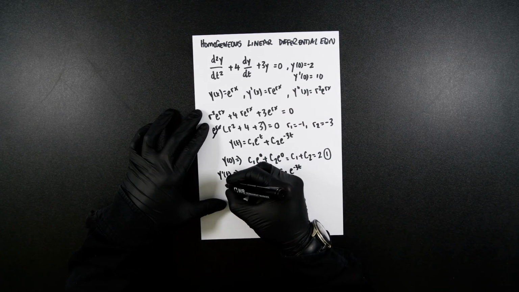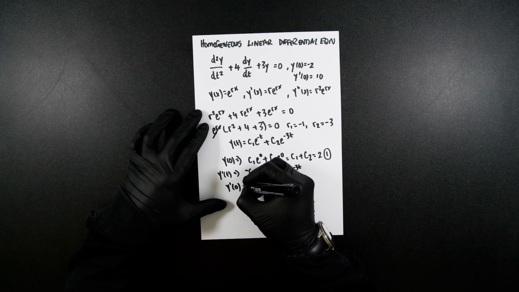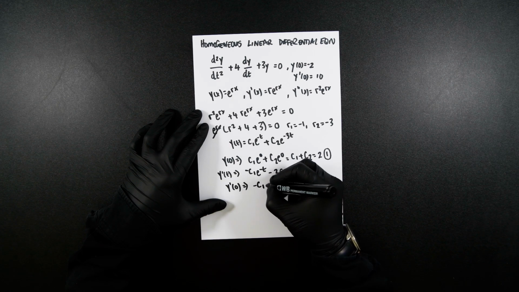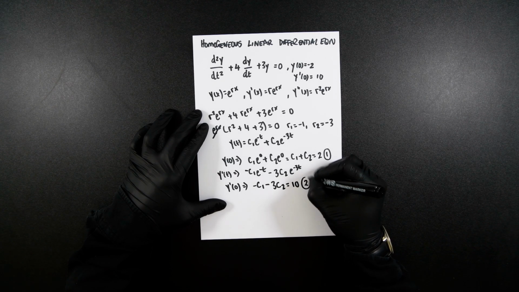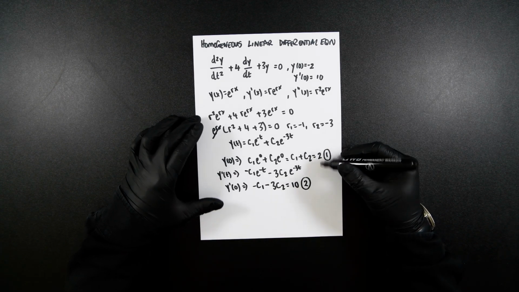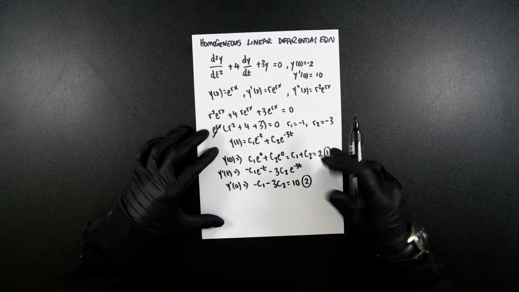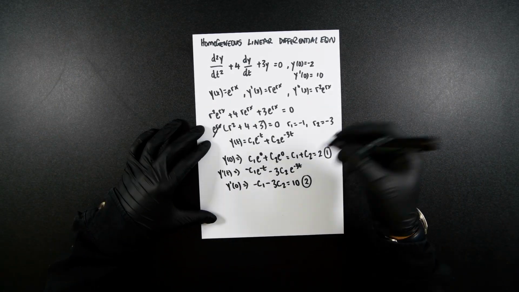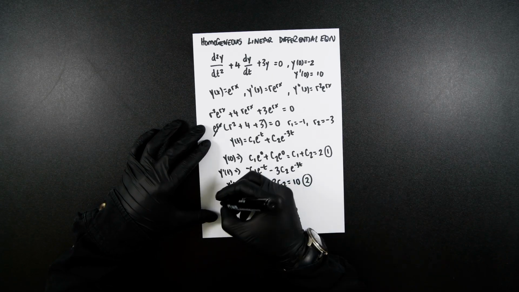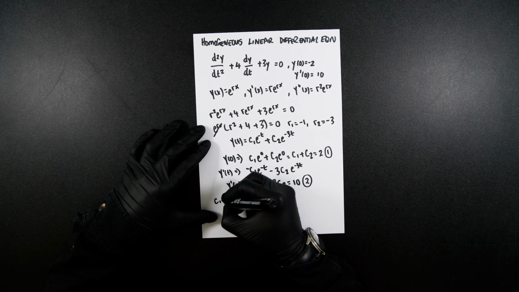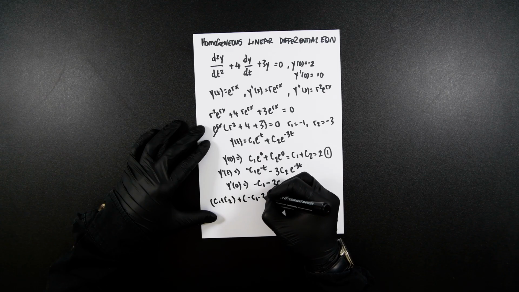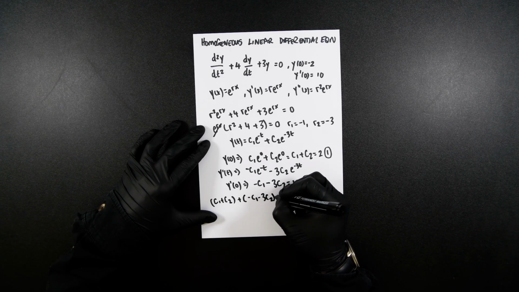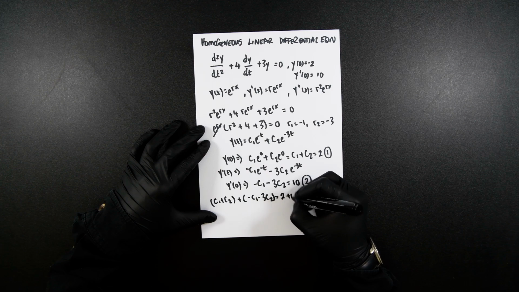You're now going to get y'(0) equal to minus c1 minus 3 c2, which equals 10. We now have two equations, simultaneous equations, and we can subtract them, substitute, whatever. I'm just going to add them both together. So we're going to get c1 plus c2 plus minus c1 minus 3c2 equals 2 plus 10.